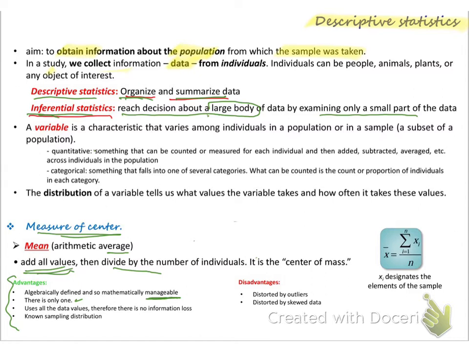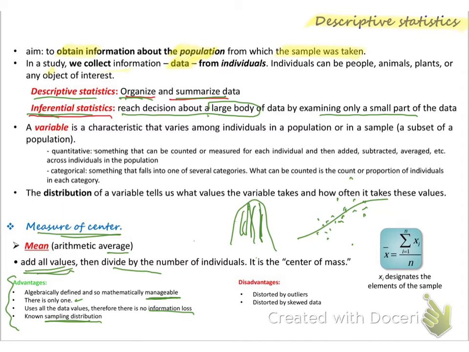The third advantage is that in the mean or average we use all the data. We add them up, use all the data values, and therefore there is no missing information. Another thing is that it helps us to know the sample distribution. For example, if this is the mean, the data may be scattered far from the mean, or they may be around the mean. So it helps us to understand the distribution of the sampling.